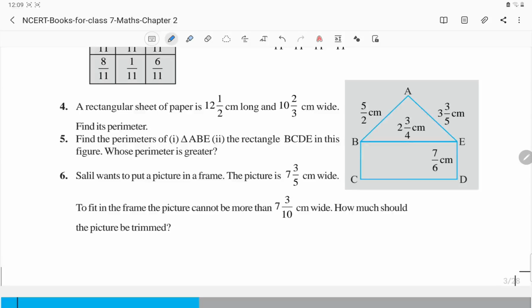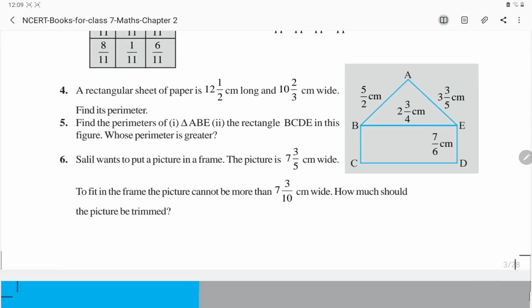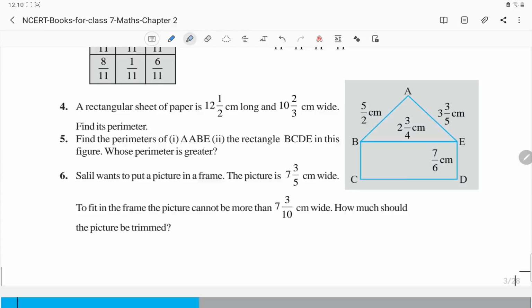Your time is up. Okay, let's get to the lesson now. Exercise 2.1, and we'll be starting on question number 5 today. Find the perimeters of triangle ABE and the rectangle BCDE in this figure. Whose perimeter is greater? Okay, so ABE, and these are the fractions in ABE. There we are. And we need to find the perimeter.